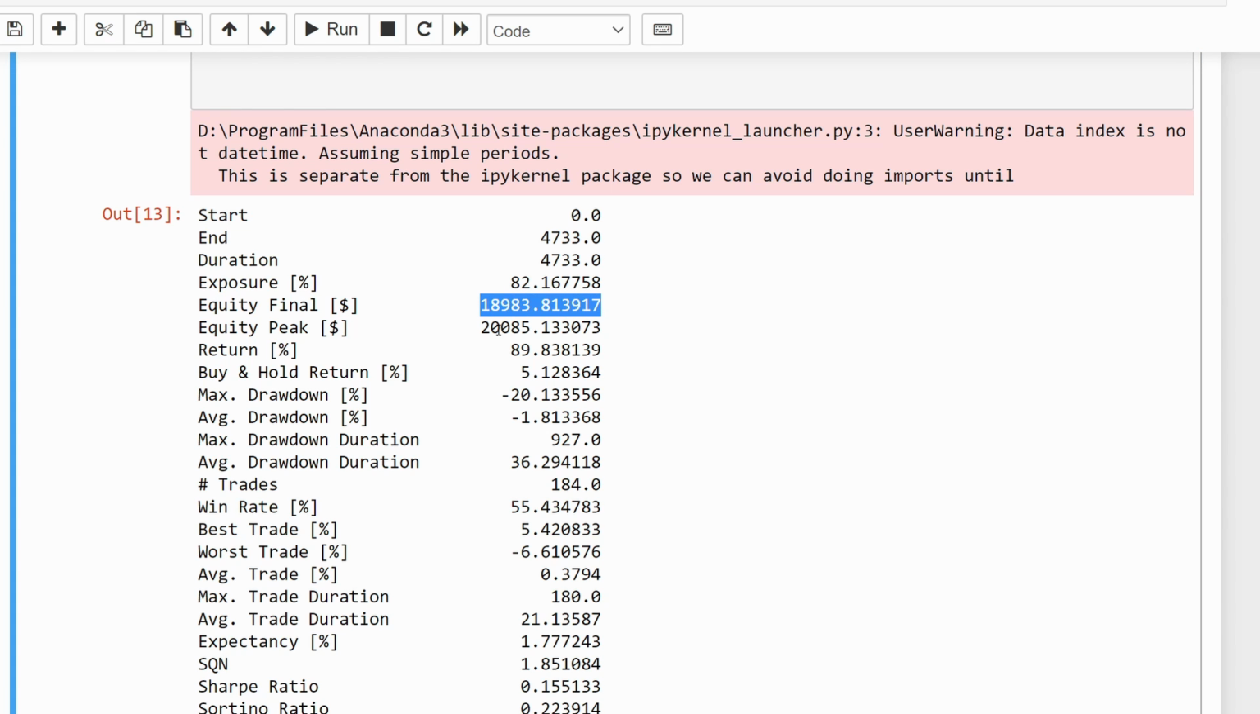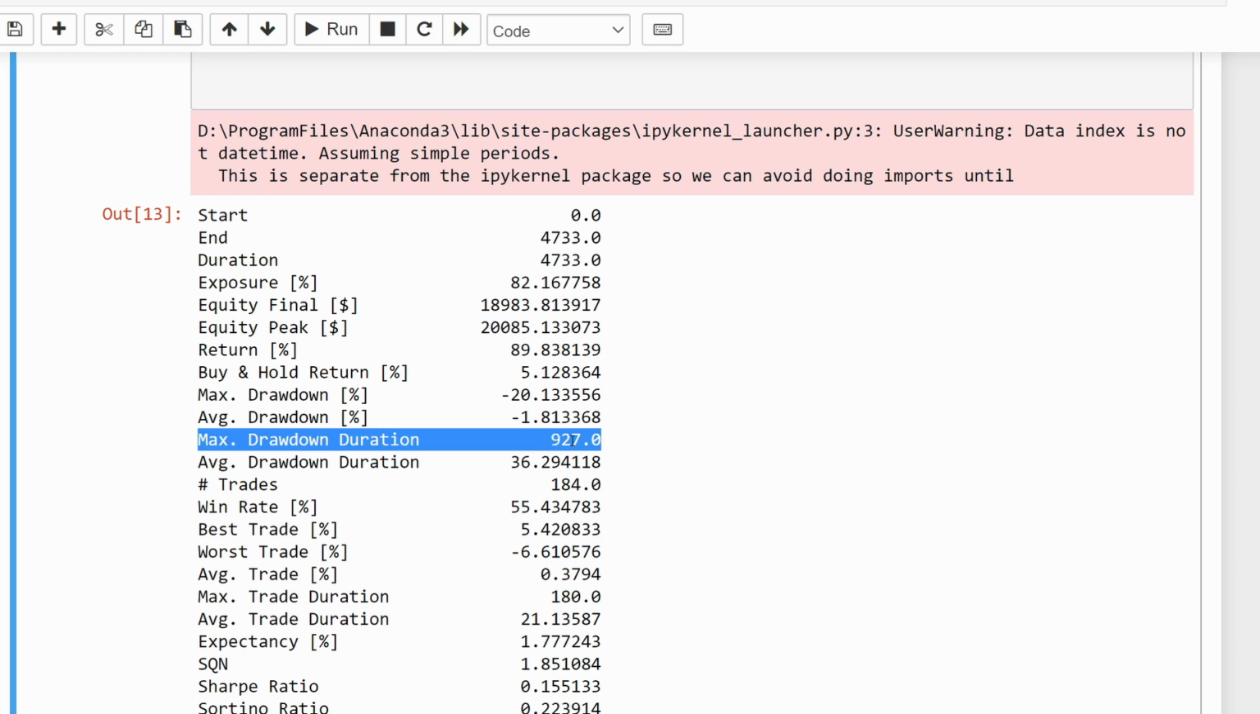If you want to know more details about the strategy, you can check the previous video on this particular strategy where we are using the candlesticks combined with support and resistance levels detection. 89% in return in total. Then we have buy and hold return. I mean, if you would buy and hold, you would get 5% during this period of time. Then it also provides you with the maximum drawdown percentage, minus 20%, and the average drawdown percentage, which is minus 1.8%.